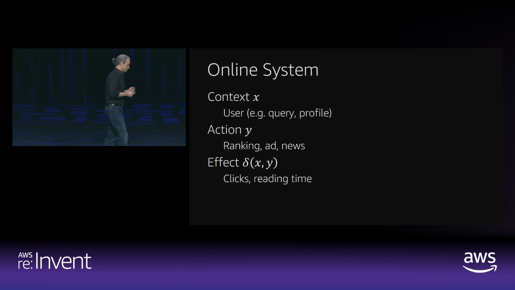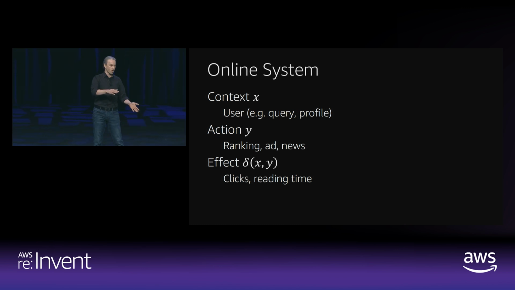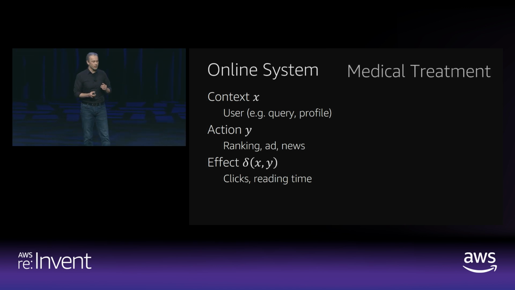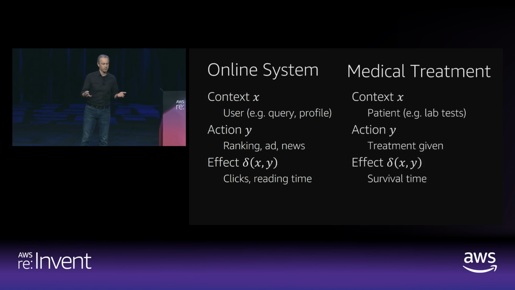OK, so where to start? Well, it's always a good idea to think about whether you've solved problems that are kind of like that already. Then we can maybe adapt some of the methods that we have, right? And if I think about this setup of context X, action Y, and effect delta that we have in our online systems, well, it actually sounds a lot like what you would have in a medical treatment setting, right?